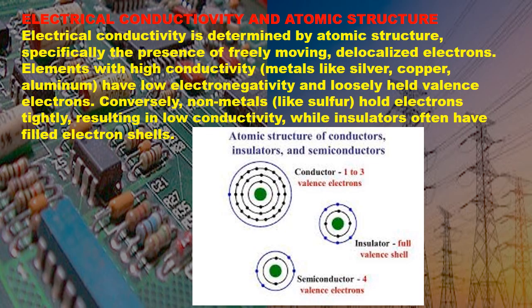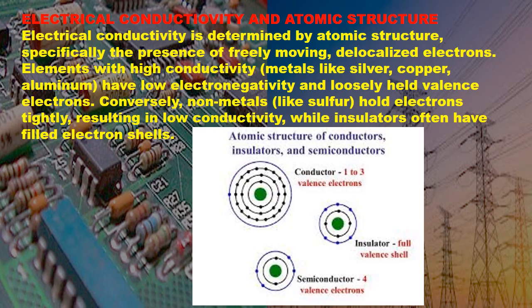Okay, electrical conductivity and atomic structure. Electrical conductivity is determined by atomic structure, specifically the presence of free moving delocalized electrons. So the electrons orbiting around the shell of the atom, we have free electrons. They orbit the outermost shell of the atomic structure, and they are also called the valence electrons. They are responsible for conduction of electricity.